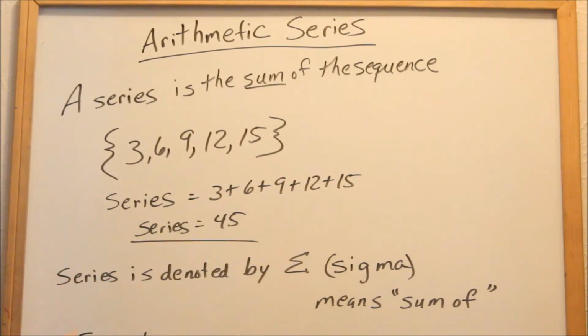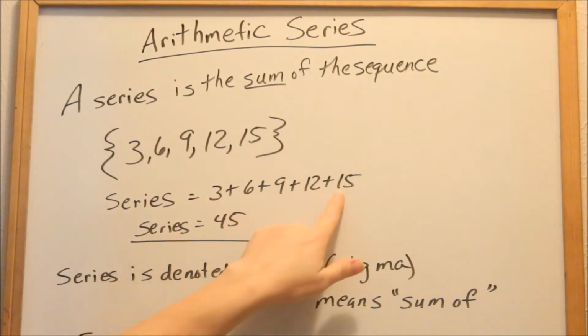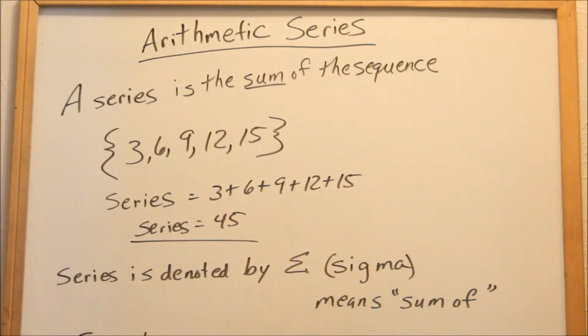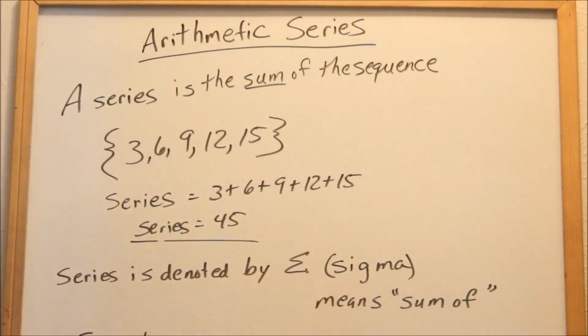A series is taking 3 plus 6 plus 9 plus 12 plus 15, adding all of the numbers in the sequence together. That's what a series is. So for this series, it would come out to be 45 when adding all these together.